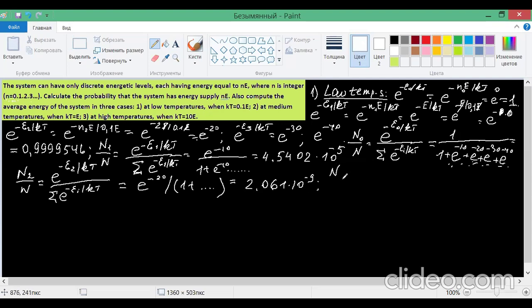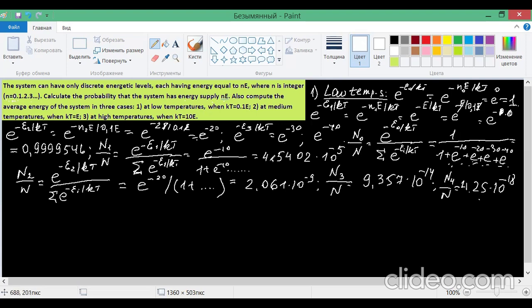And if you do similar calculations, we will get that N sub 3 over N is equal to 9.357 times 10 raised to minus 14, and N sub 4 over N is equal to roughly 4.25 times 10 raised to minus 18. As you see, the population of these higher energetic levels is getting lower and lower, considerably lower. Yeah, and this is the answer to the question about the probability that the system has energy n times epsilon. We have just done it because it's equivalent to calculation of energy level population.